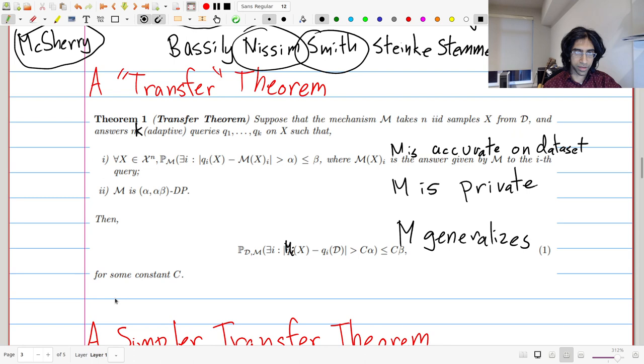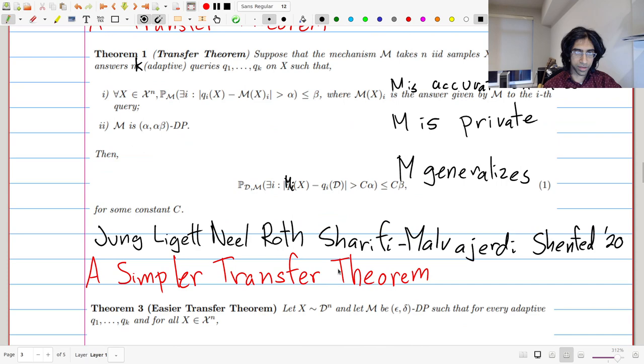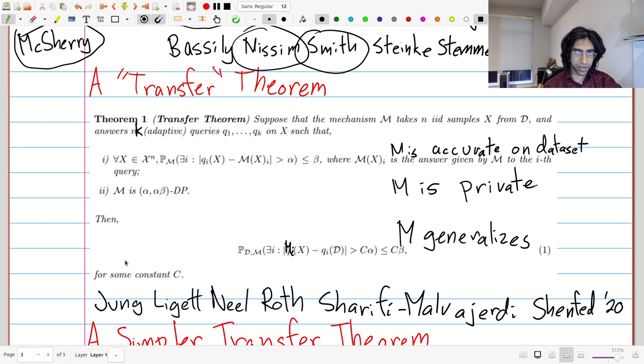There is one by Zhang, Leggett, Neel, Roth, Sharifi-Malvajerdi, and Schwartzfeld. This one is from 2020, which I'll also link on the website. This is a simpler proof of a transfer theorem, and it's a stronger one than what we're going to prove today. I'm just going to keep it simple for today's lecture. But you should check it out and read it. It could be of interest to some of you.